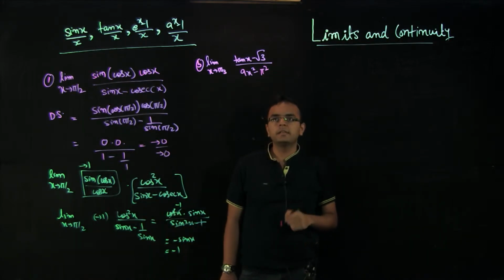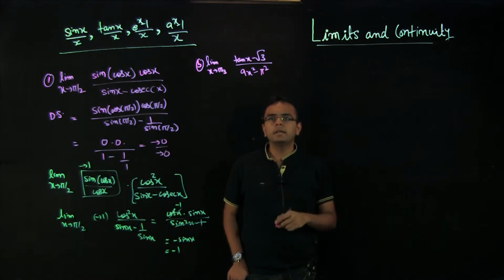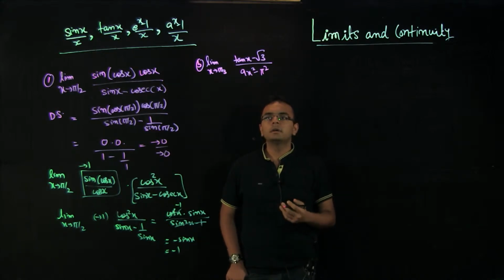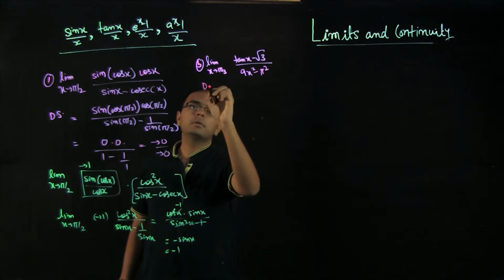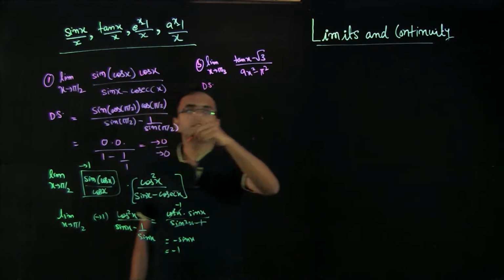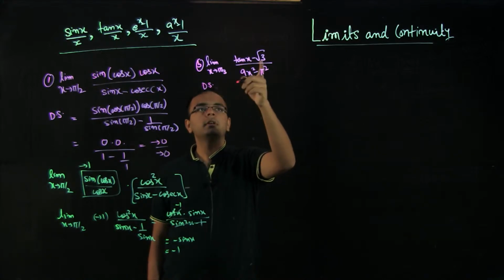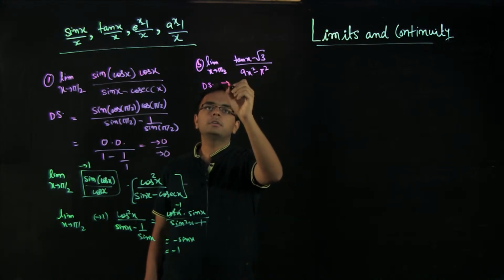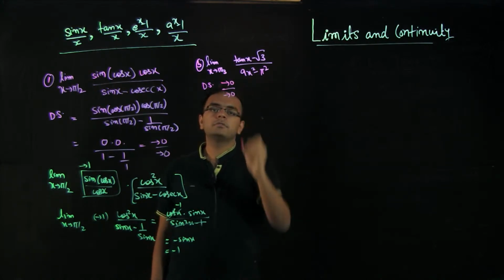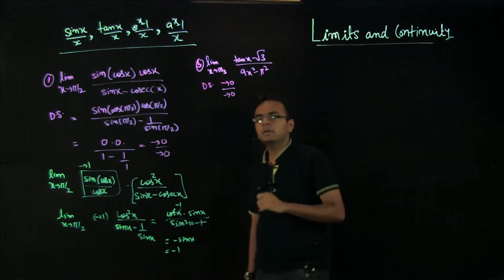So this is (tan x minus root 3) by (9x square minus pi square), and we have to find the limit for that. If we directly substitute, I will not do all the calculations like I did here, but tan of pi by 3 is root 3, so root 3 minus root 3 in the numerator, and 9 into pi square by 9, so pi square minus pi square in the denominator. So again it is 0 by 0 form, so we have to do some sort of formula here.